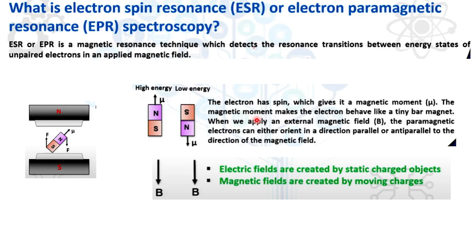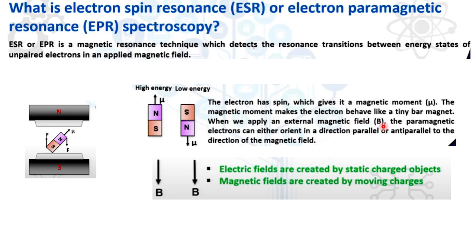Now why do you provide a magnetic field? Because we know any charged species, when it is moving, will also generate a magnetic field. Since the electron is a charged species, when the electron is moving, it will also generate a magnetic field. Now, the electron has a spin which gives it a magnetic moment, that is mu. The magnetic moment makes the electron behave like a teeny bar magnet.